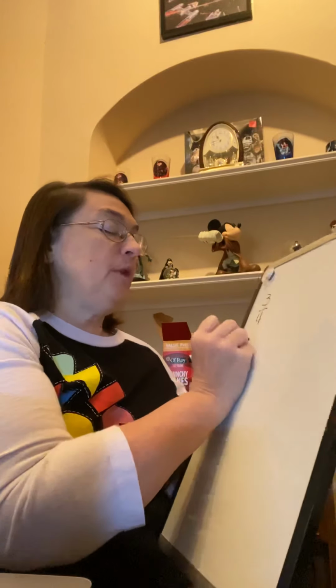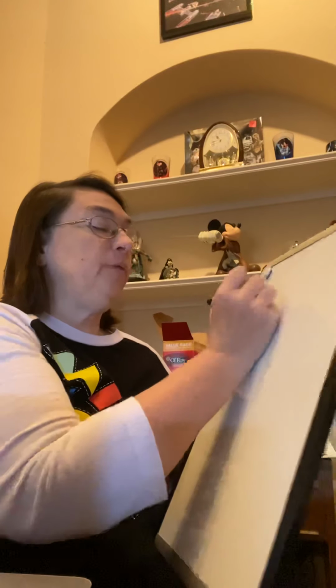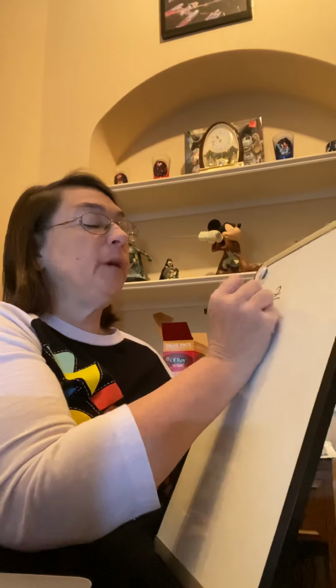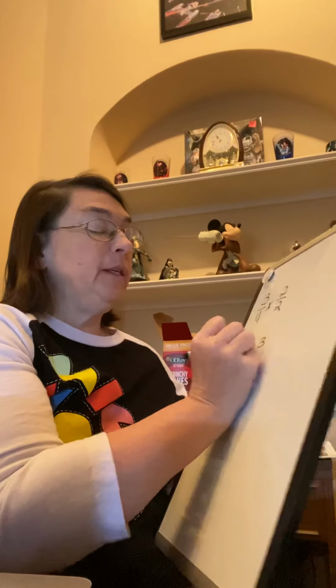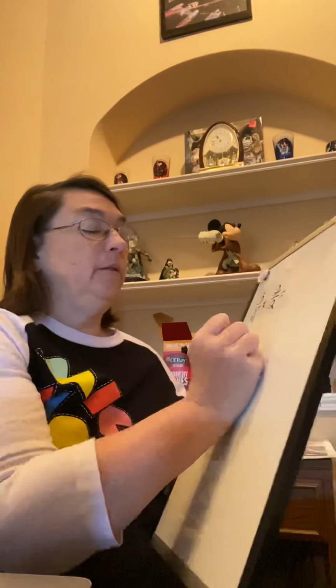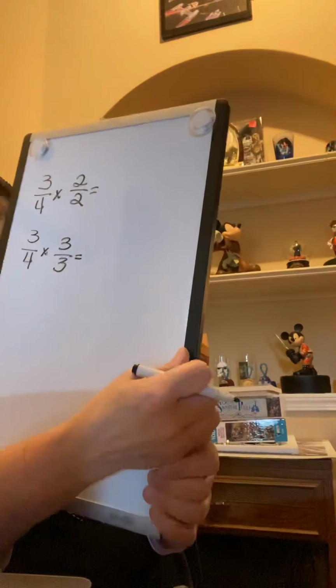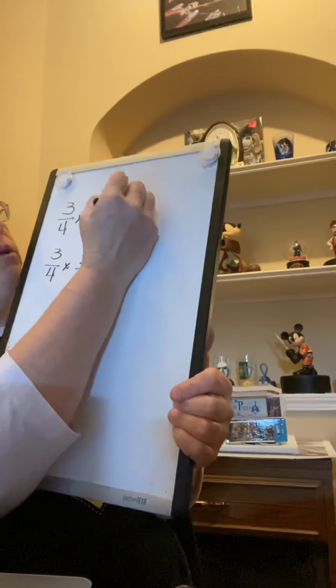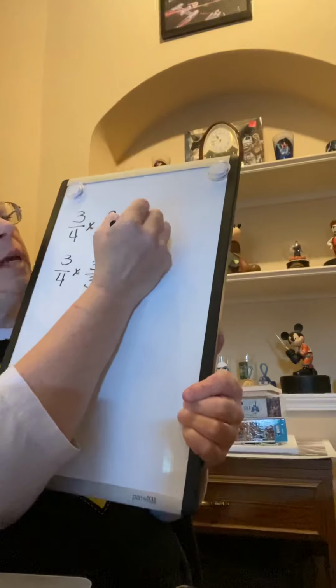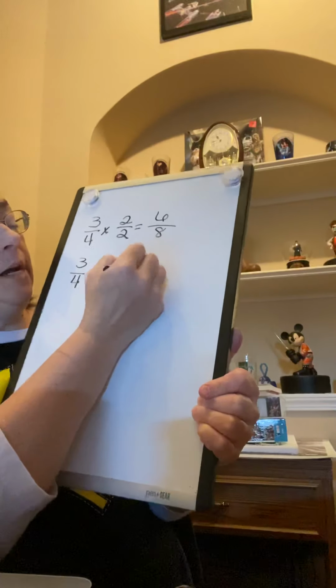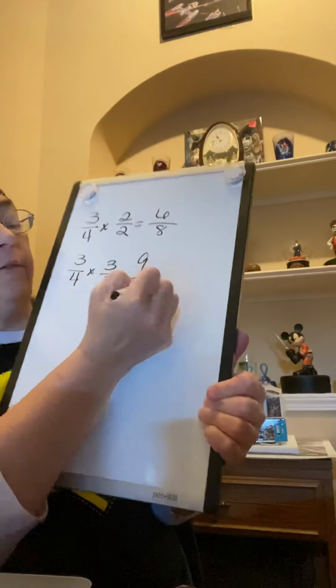All right, let's move to 19. Number 19, we have 3 over 4. I'm going to write it down twice because I have to find 2 equivalent fractions. I'm going to multiply the first one by 2 over 2 and the second one by 3 over 3. So 3 times 2 is 6. 4 times 2 is 8. 3 times 3 is 9. 4 times 3 is 12.